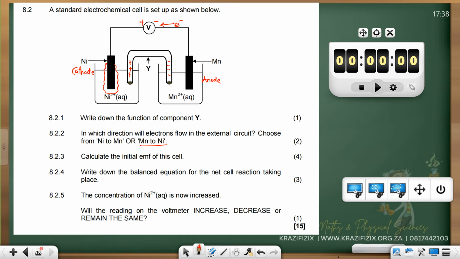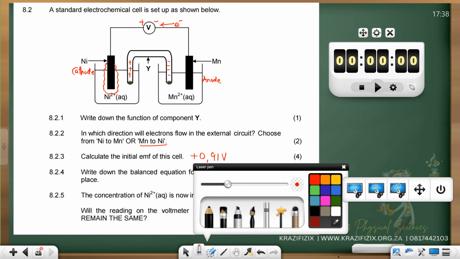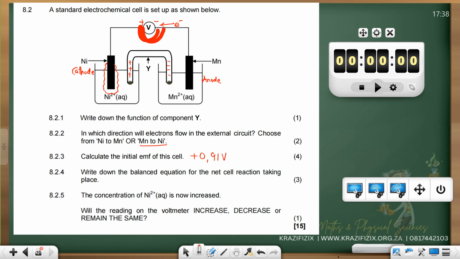8.2.3, please give me an answer. Positive 0.91 volts. Please put the positive for me. Do we agree with that? Is there anybody who did not get the 0.91? Let's help quickly. Yes, it is possible to get a negative, because they can ask you that. It means the learner has switched the voltmeter. If you switch the voltmeter, you'll get a negative 0.91.